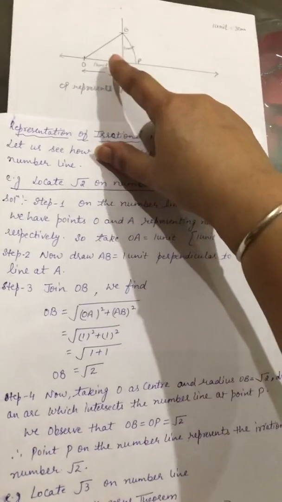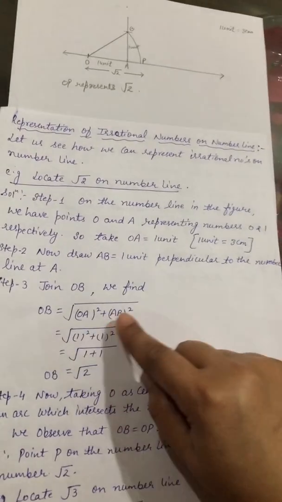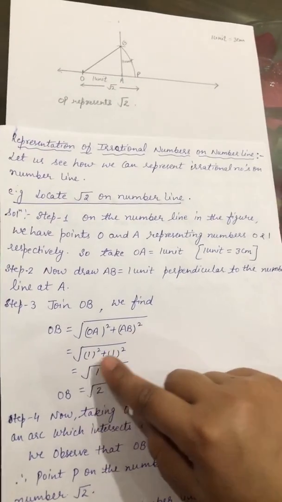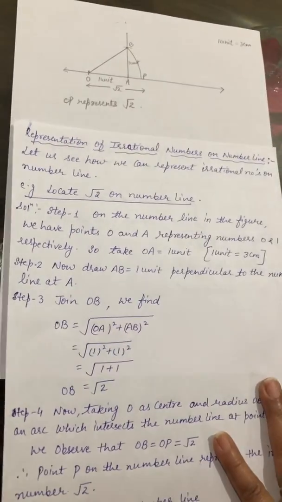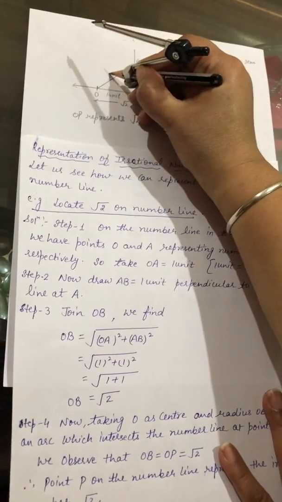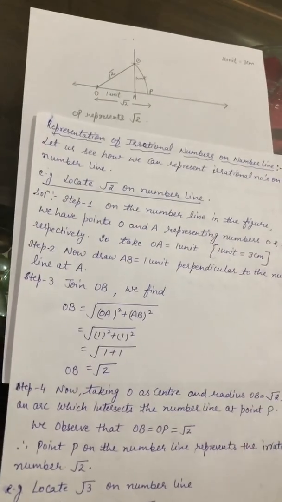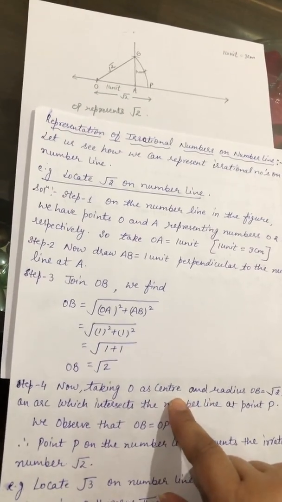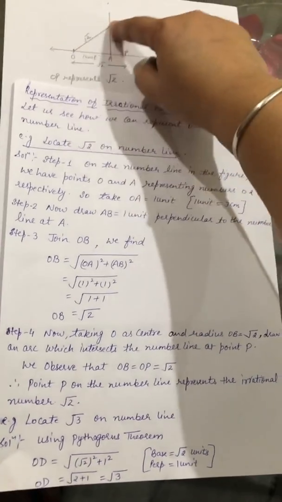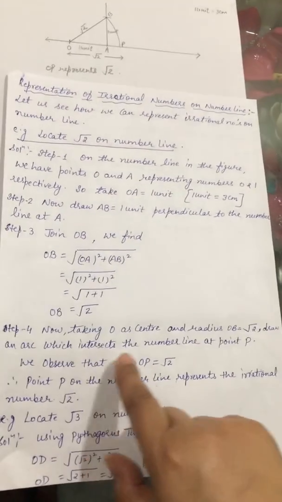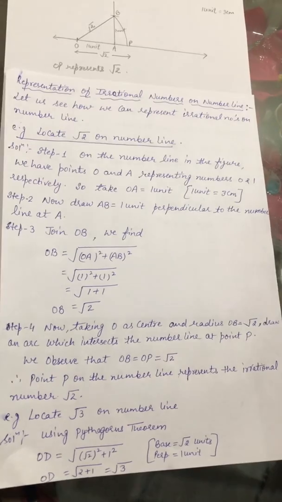Since OA is 1 unit and AB is 1 unit, 1 square plus 1 square makes 1 plus 1, root 2. So OB represents root 2. Now taking O as center and radius OB, root 2 units, draw an arc which intersects the number line at point P.